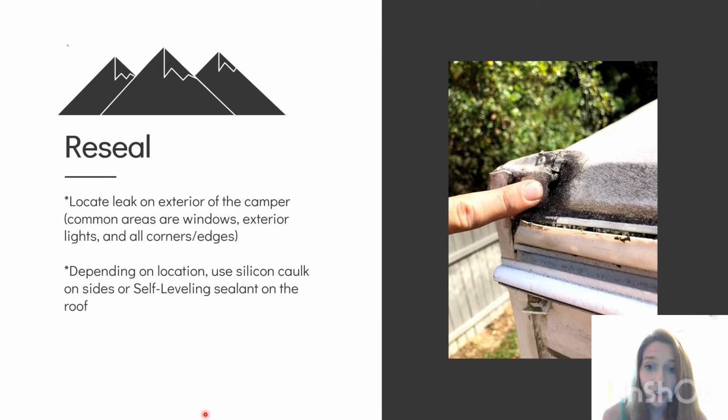Now, before you think about starting on repairs, you need to make sure that the leak has stopped and there's no more water intrusion. So you need to locate where the water is coming in and then reseal that area. Common places for leaks are windows, exterior lights, and basically all corners and edges of the camper. As you can see in this picture, the water was coming in from the roof in this little gap right there and was leaking all the way down into the ceiling and created a pretty nice soft spot in the ceiling that I had to replace. So that's all it takes, one small gap, to have some pretty extensive damage.